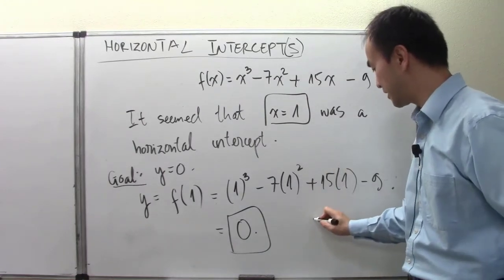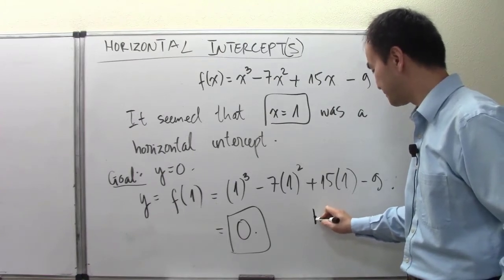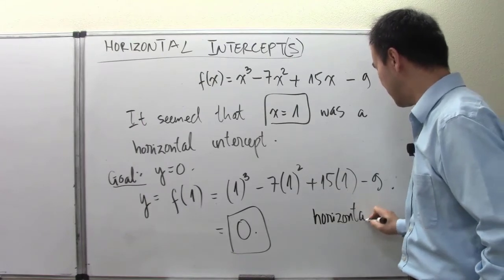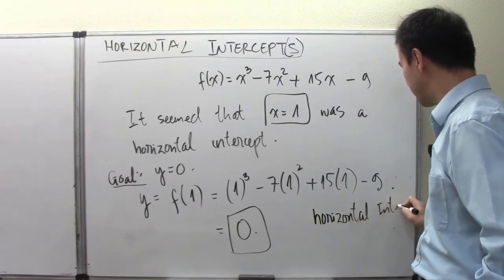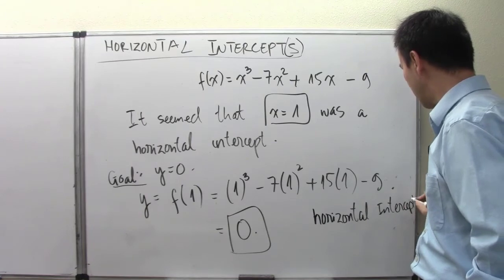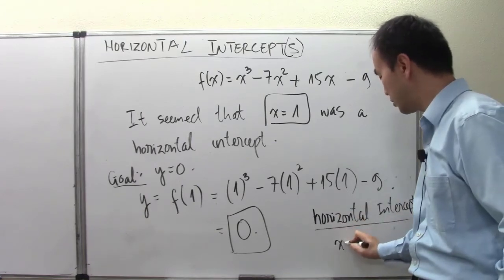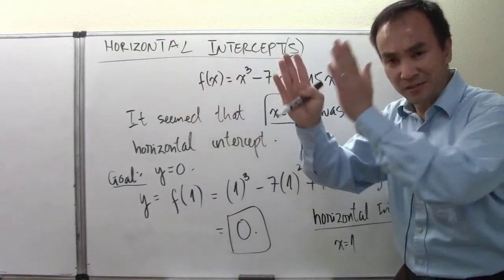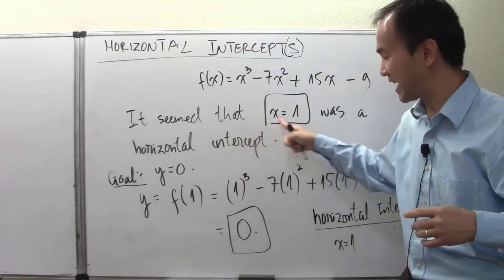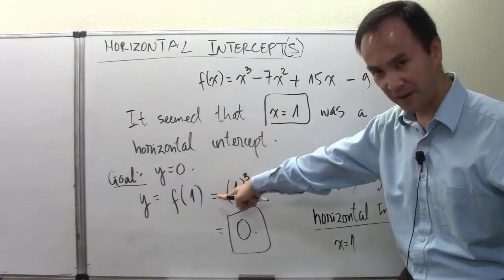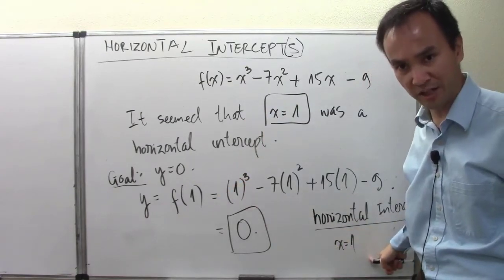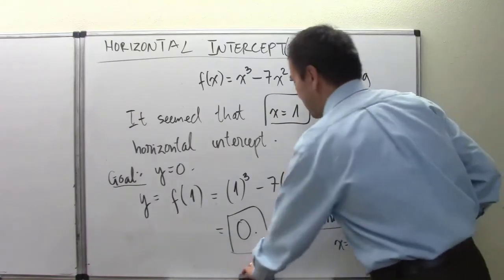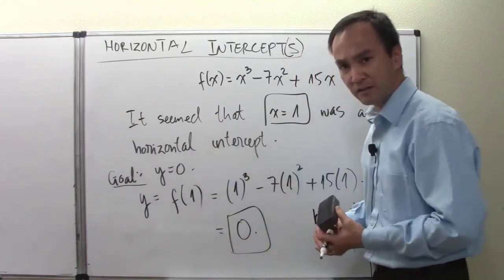As far as the horizontal intercept, let's just conclude that out as a list right here. Horizontal intercept, okay? Then yes, x equals 1 was one of them. Earlier in my logic, right after observing the graph, it seems that x equals 1 was one of them. We verified it. Now we put it formally into our list. Horizontal intercept, x equals 1. Okay? And so now, let's look back on the graph again.